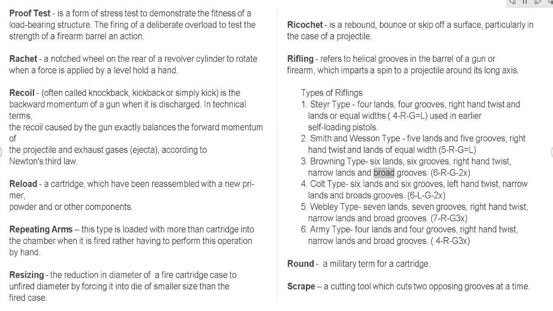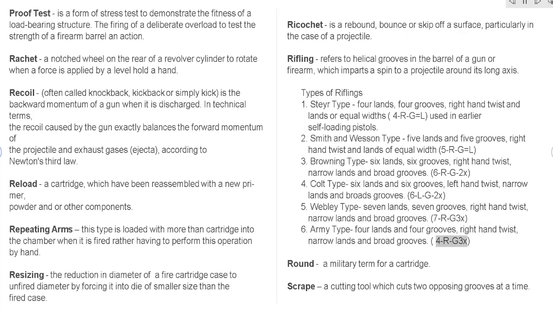Narrow lands and broad grooves. 6 Rg2x. 4 Colt type, 6 lands and 6 grooves, left hand twist, narrow lands and broad grooves. 6 Lg2x. 5 Webley type, 7 lands, 7 grooves, right hand twist. Narrow lands and broad grooves. 7 Rg3x. 6 Army type, 4 lands and 4 grooves, right hand twist. Narrow lands and broad grooves.